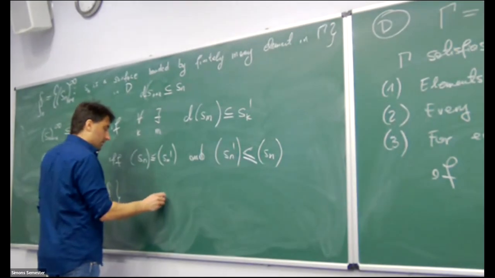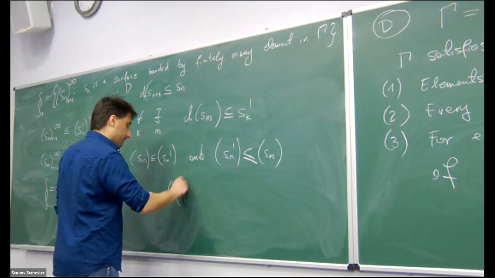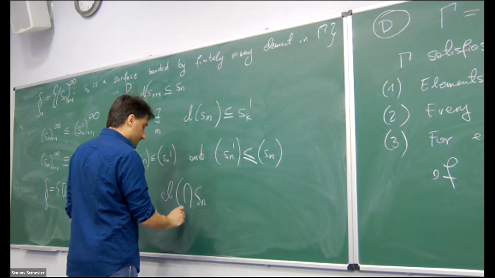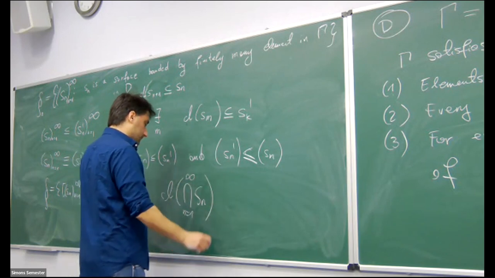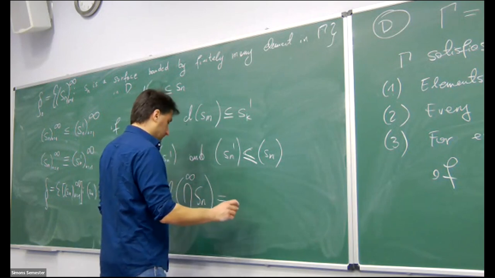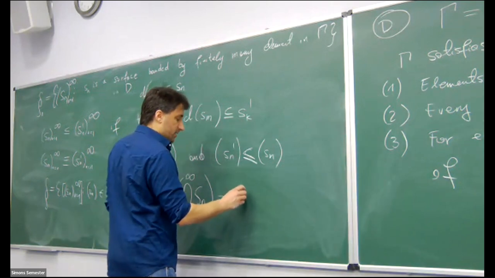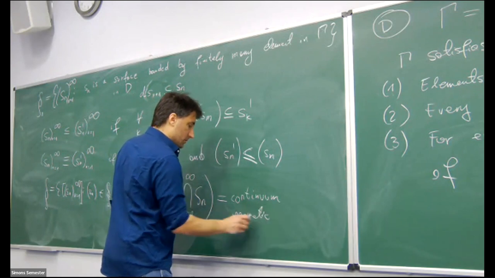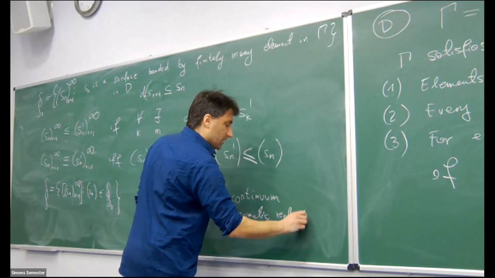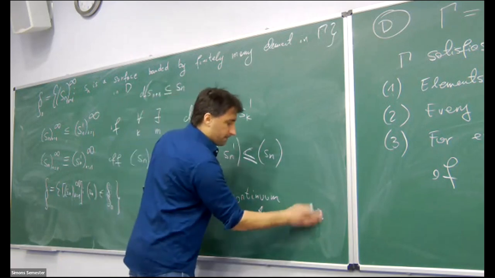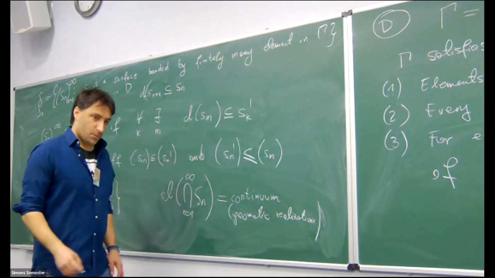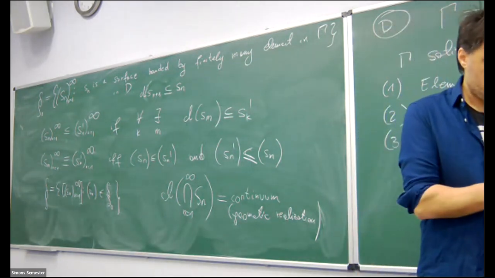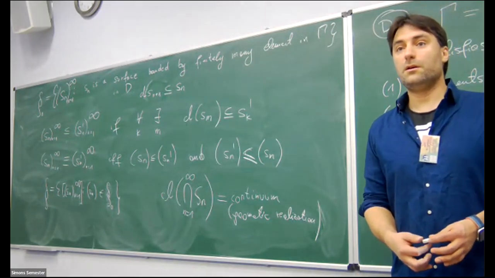Right, so then you have this closure of the intersection of these S_n. This is some kind of compact and connected set, a continuum. You can call it geometric realization. Okay, and so now you have all these equivalence classes, and the question is about the topology on that set. Question: is a class completely determined by this continuum?